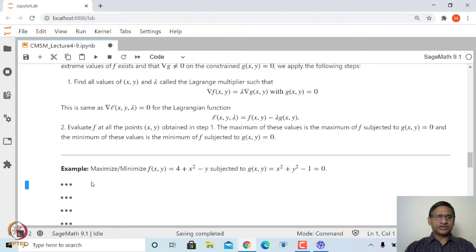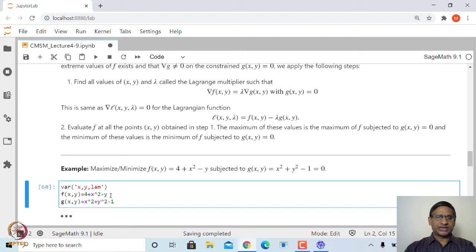Okay. So, first we have to actually solve this set of 3 equations. That means, we need to define variables x, y and lambda, and f(x, y) is equal to 4 plus x squared minus y, g(x, y) is equal to x squared plus y squared minus 1.